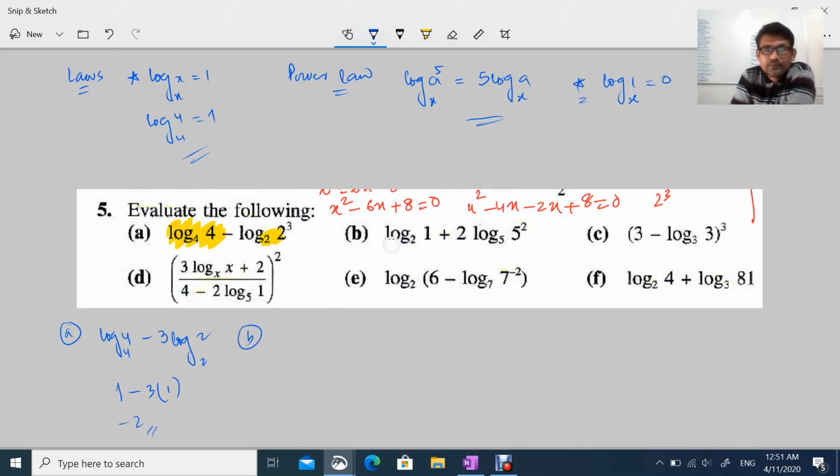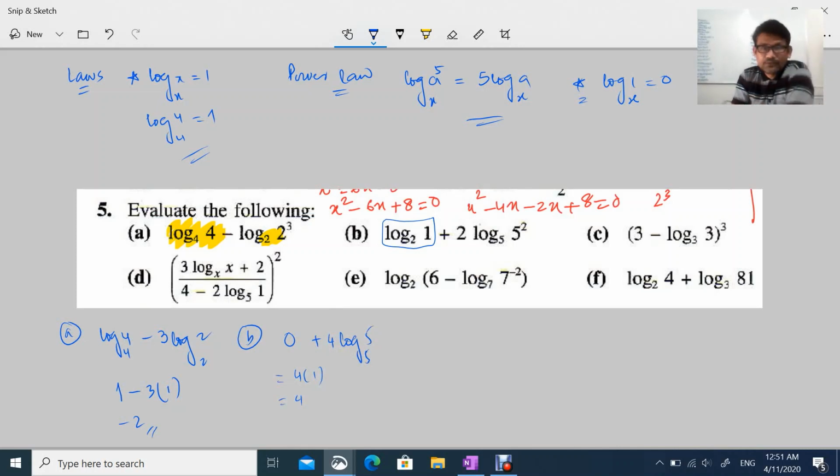Part B, log 2 of 1. Whenever we have 1 here, we always write 0. So the whole value of log 2 of 1 is equal to 0 plus this 2, log 5 base 5, this 2 becomes the coefficient and multiplies with 2 to give 4, and log 5 base 5. So now 4 log 5 base 5 is equal to 1, and that becomes 4.